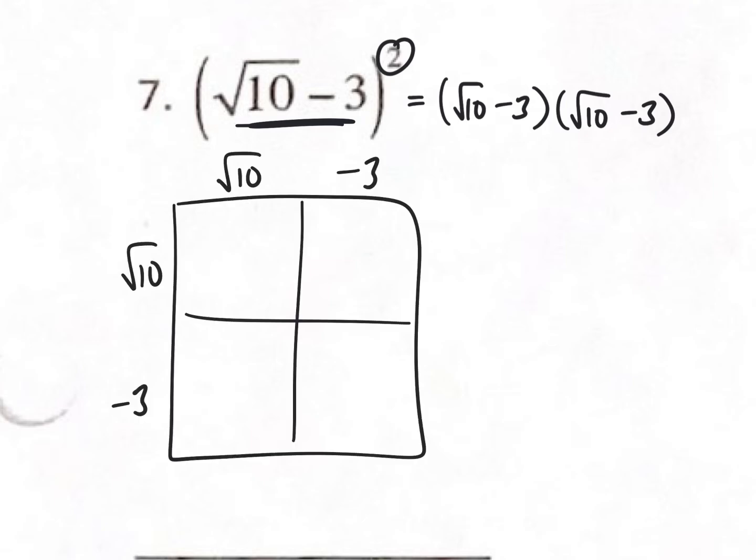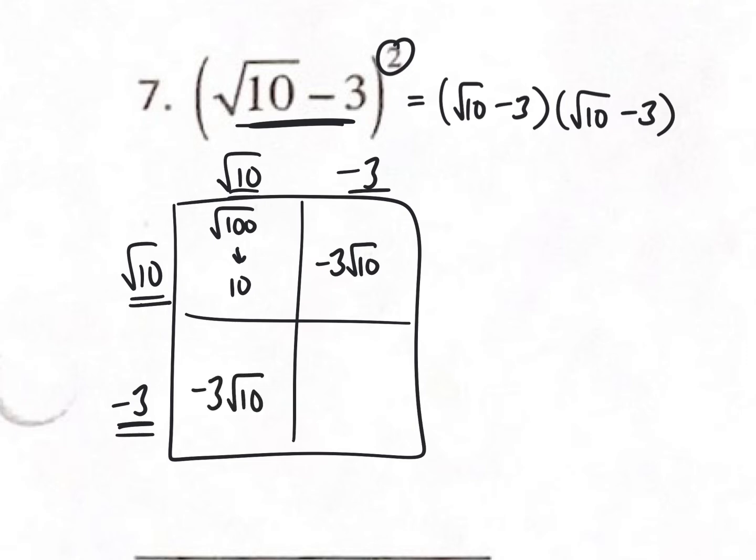Okay, so I have my box set up. I'm going to go ahead and take the square root of 10 times the square root of 10, which is the square root of 100, which is actually just 10. Next, I'm going to take the square root of 10 times negative 3 to give me negative 3 square root of 10. Now I'm going to move down here, negative 3 times the square root of 10, that's negative 3 square root of 10 again. And lastly, I've got negative 3 times negative 3, which is positive 9.